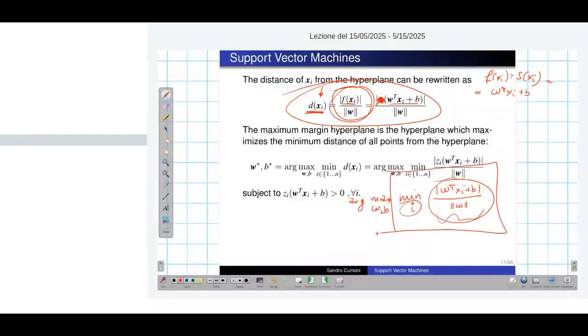Margin for a solution W and B, which is the minimum of the distance over all the samples, I want the maximum margin solution, W and B, that maximizes this minimum distance. And I want my model to classify correctly all the samples. So this is a constrained maximum, it's a maximum subject to this holding for all the samples. So the maximum distance among hyperplanes that correctly classify the samples.